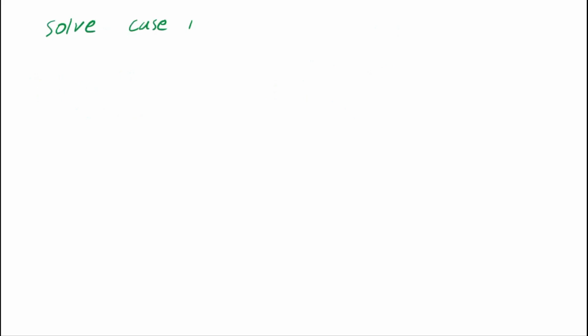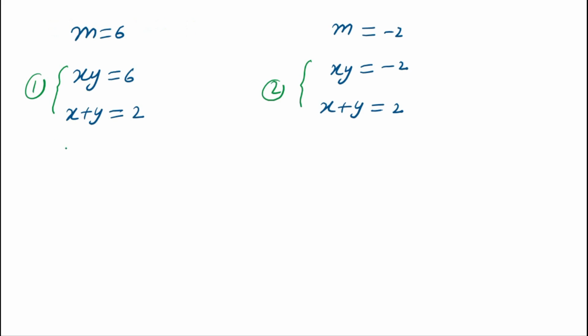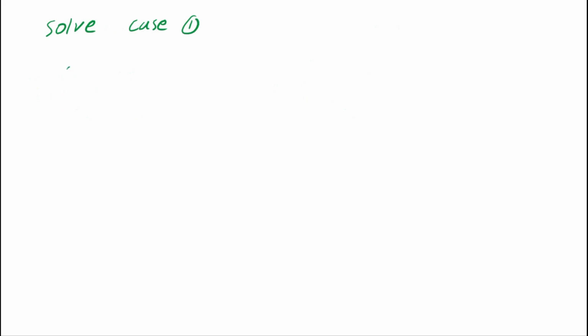Case first is x times y, this is equals to 6, and x plus y, this is equals to 2. Here value of y is equals to 2 minus x.